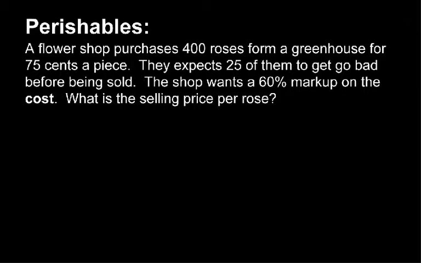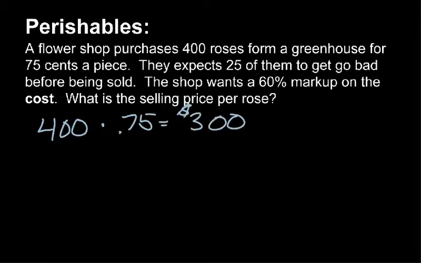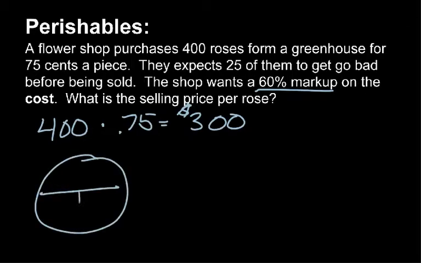So what we want to do first is figure out the total cost. They bought 400 roses at 75 cents a piece. If you multiply that out, you get $300. So this flower shop spent $300 on roses. Now they want a 60% markup on that $300. If you think about your PBR circle, this is based on cost now. $300 is your cost, and there's a 60% markup on the cost. So what's the selling price?